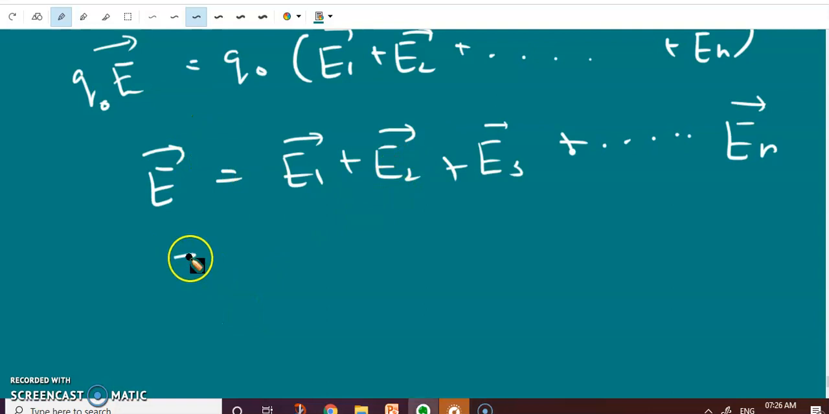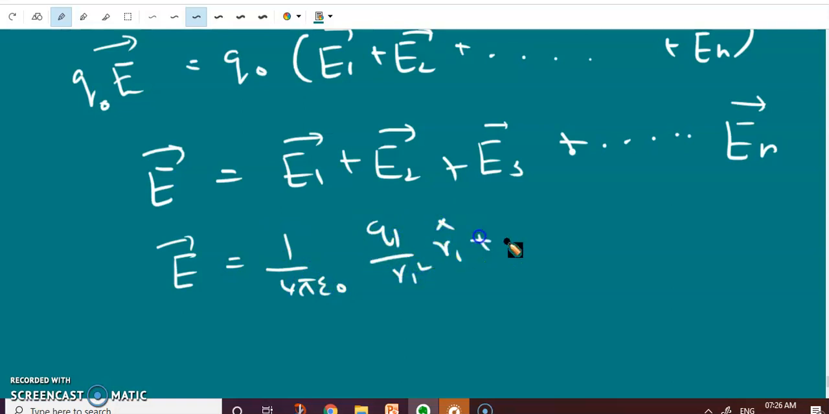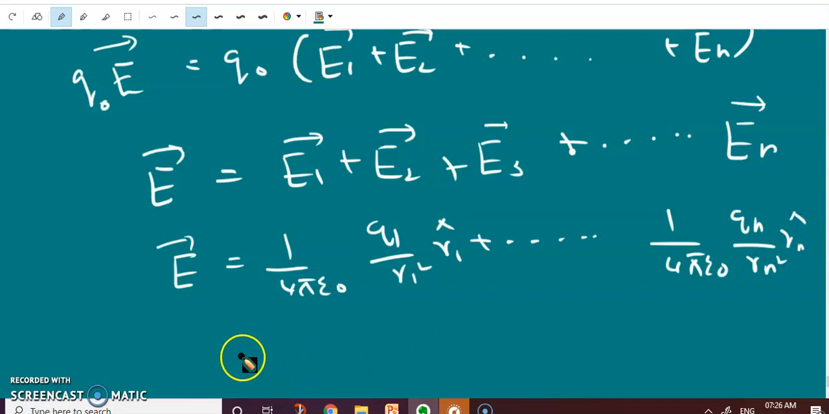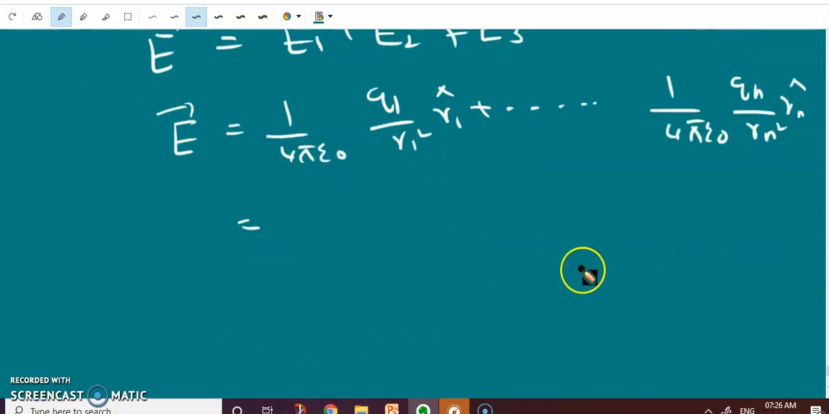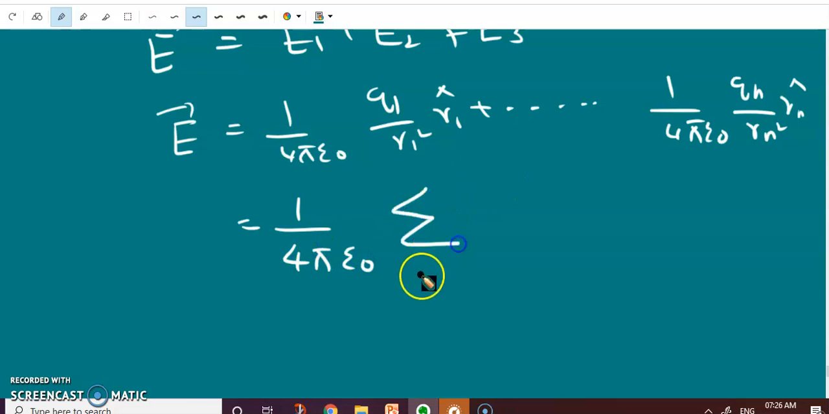So this E here is equal to 1 over 4 pi epsilon 0 Q1 by R1 square R1 cap plus etc. up to 1 over 4 pi epsilon 0 Qn divided by Rn square vector Rn cap. So this can be written using the summation symbol. So 1 over 4 pi epsilon 0 is a constant over here, and we can write summation i goes from 1 to n, Qi by Ri square vector Ri cap.